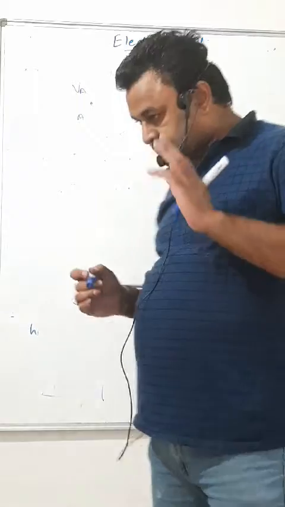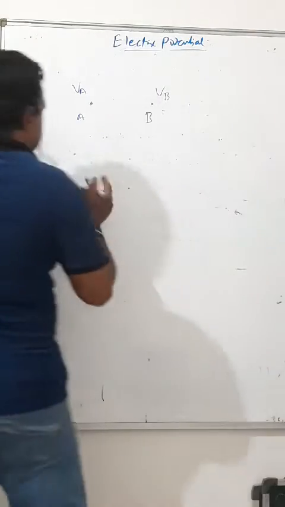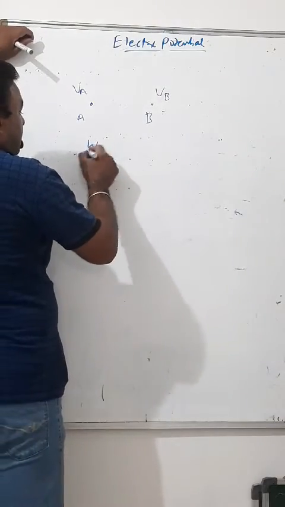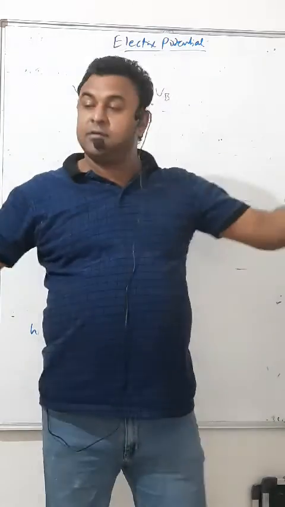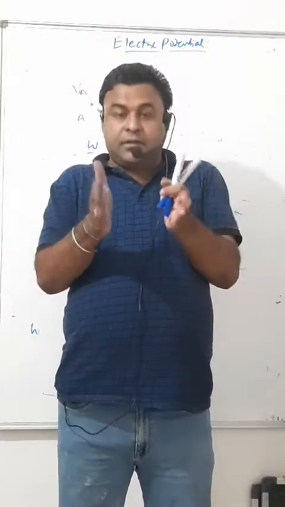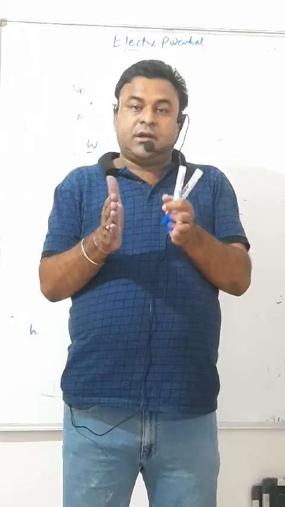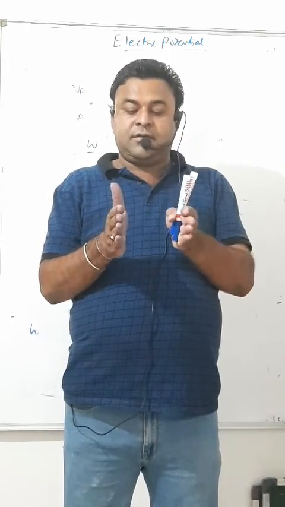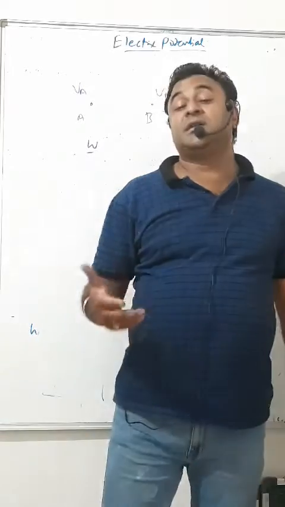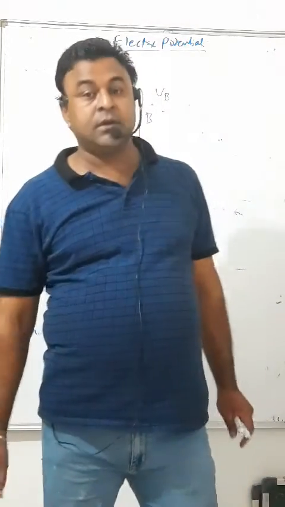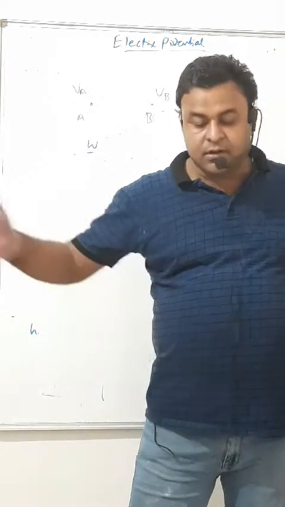Now, better defining, the work done is stored. Say this is a positive charge and this is a positive charge. You are bringing them together, then there is repulsion. We are working externally. Now, if we leave them, they will move away. They will have kinetic energy. From where does that kinetic energy come? That kinetic energy comes from the potential energy.